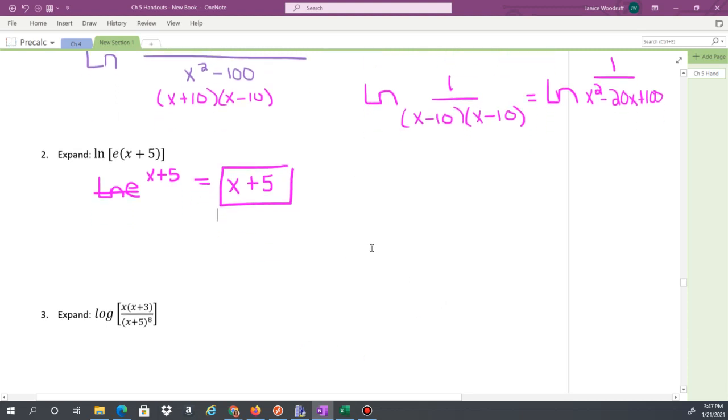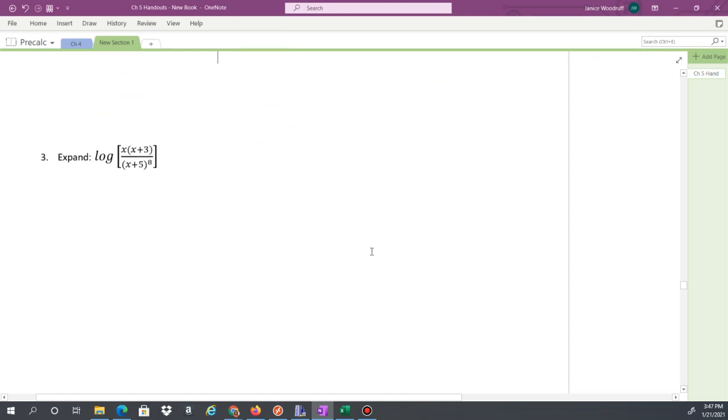All right, let's take a look at number 3. So we've got expansion here. In the top of my fraction, I have 2 terms. I've got the x and the x plus 3. So we're going to start there. I'm starting in the top left, so I've got log x. Then you have times x plus 3.